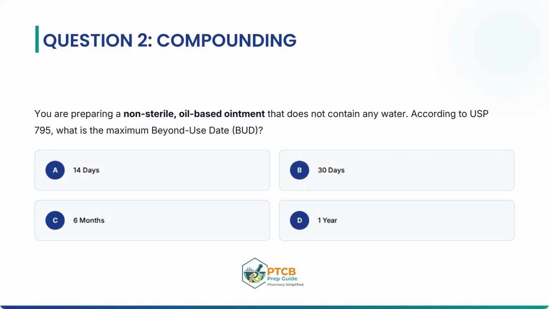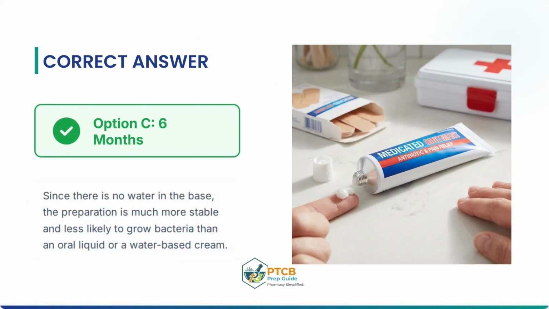Now let's talk compounding. You're preparing a non-sterile, oil-based ointment that does not contain any water. According to USP 795, what is the maximum beyond use date, or BUD? Option A, 14 days. Option B, 30 days. Option C, 6 months. Or option D, 1 year. The correct answer is option C, 6 months. Since there's no water in the base, the preparation is much more stable and less likely to grow bacteria than an oral liquid or a water-based cream.